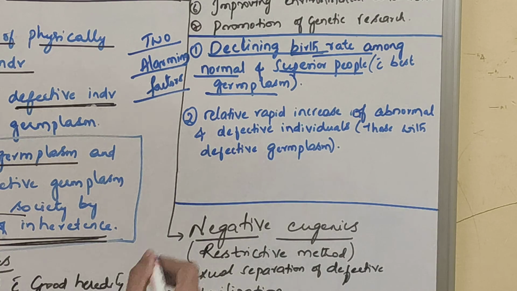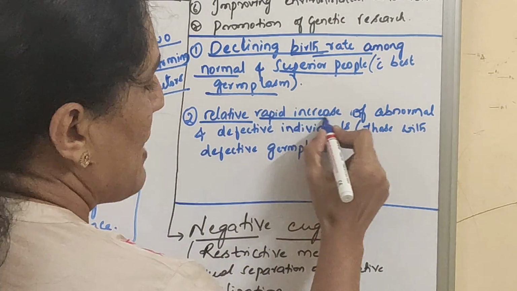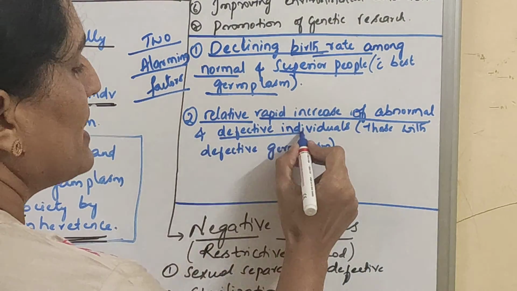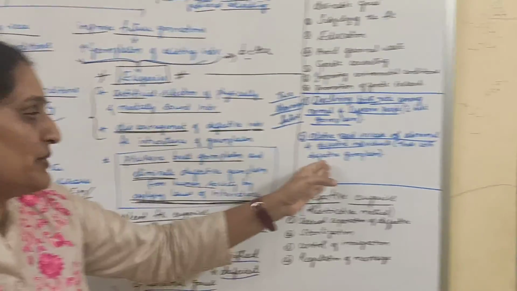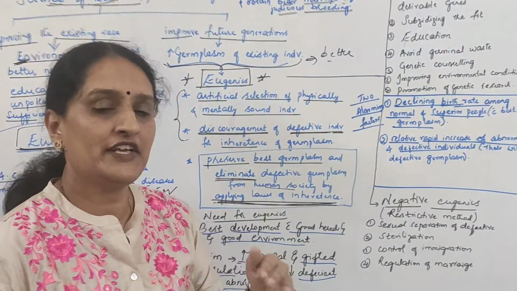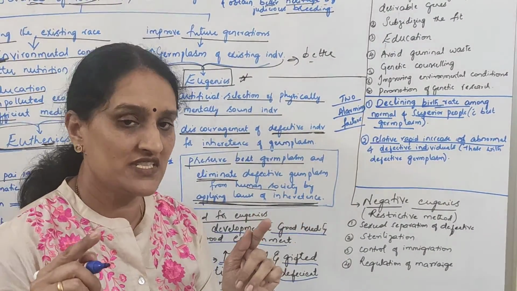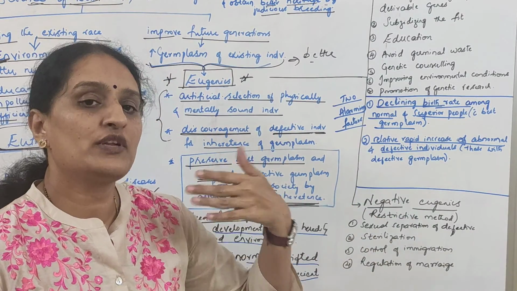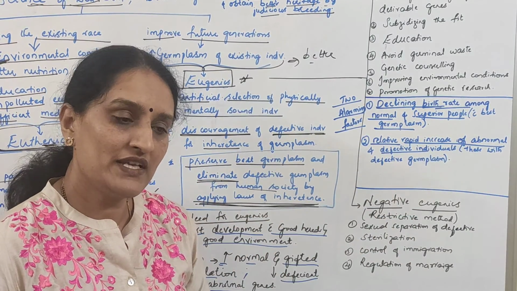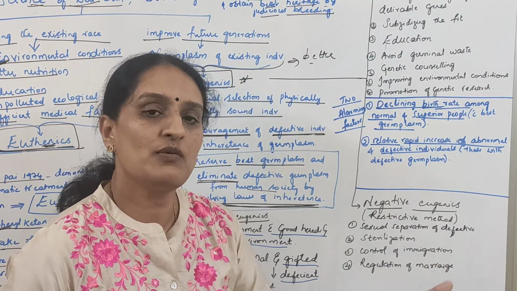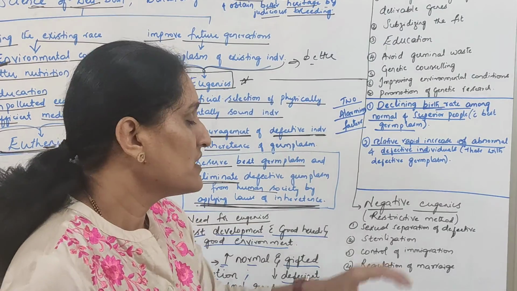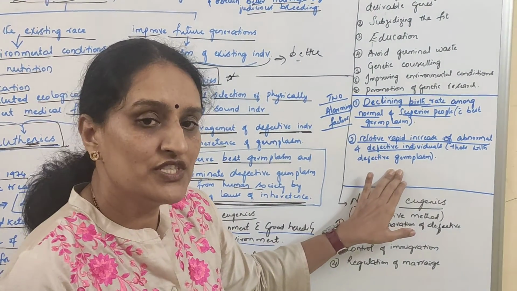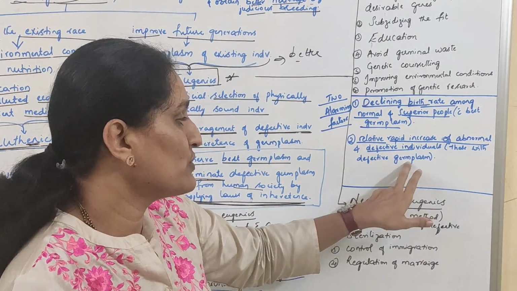At the same time, there is a relatively rapid increase of abnormal and defective genes in the society. And how does this happen? People who do not have very good characters or very good genes tend to reproduce more, and thereby they have more children. More children means they are contributing more to the gene pool, right? So what is the quality of the gene pool that has arisen because of this?